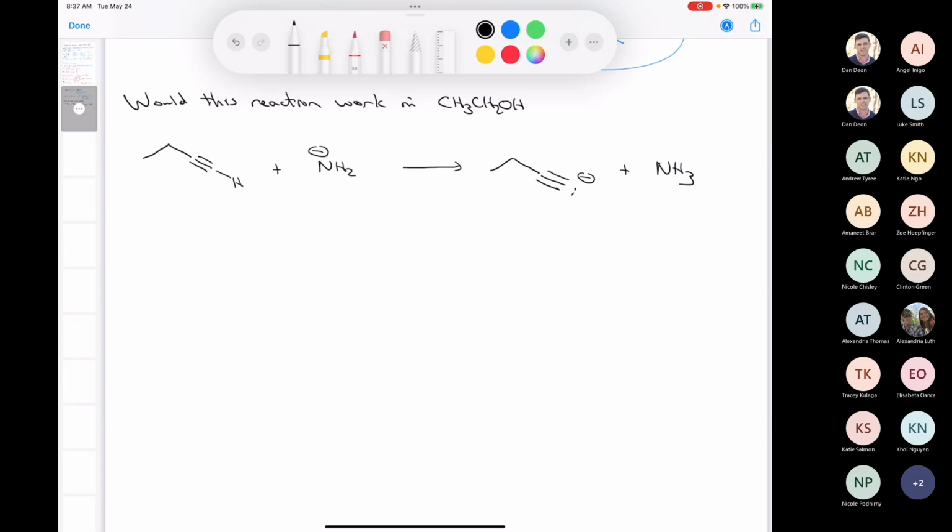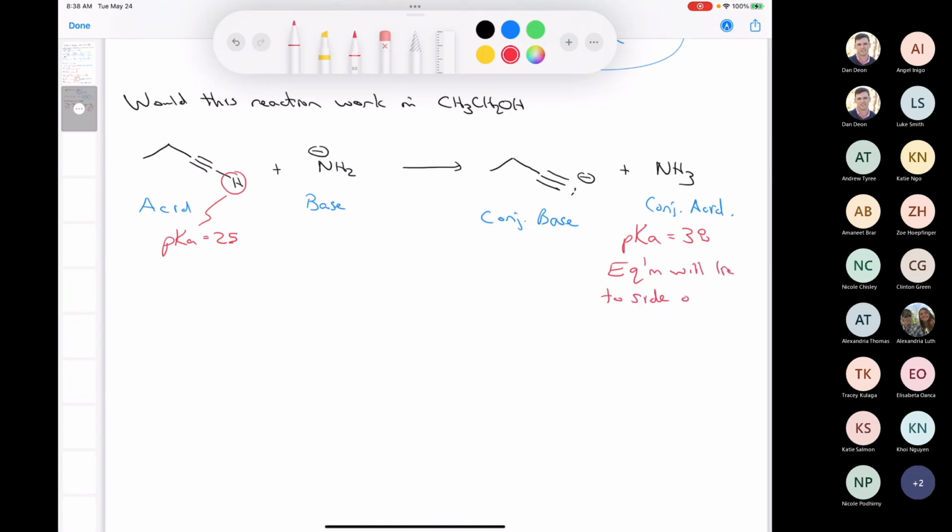The first thing I want to just cover with you quickly are the pKa's of the, so this is our acid, this is our base, this is our conjugate acid, and this is our conjugate base. And make sure that the reaction's written out correctly. Our acid, which is the terminal alkyne, this proton has a pKa of 25, whereas the conjugate acid, ammonia, has a pKa that's 38. Equilibrium will lie to the side of the weaker acid. And so this is perfectly reasonable. So we give that the old checkaroo. There's nothing wrong with that.